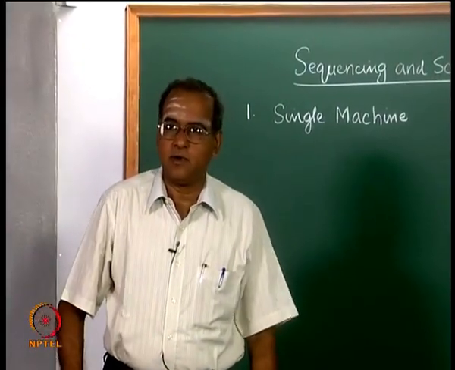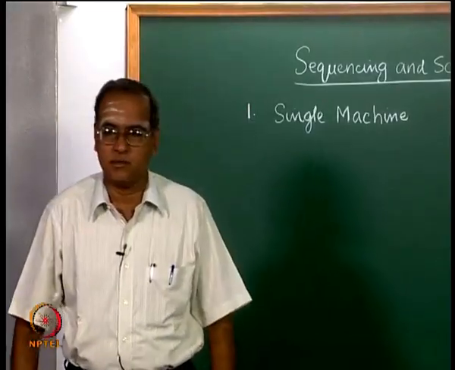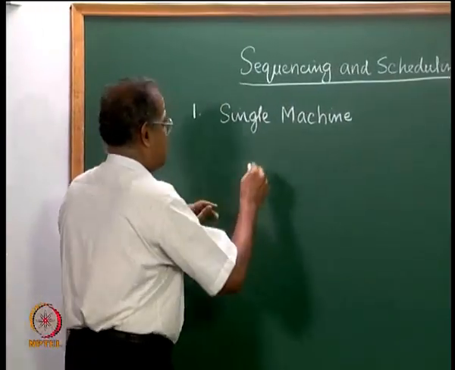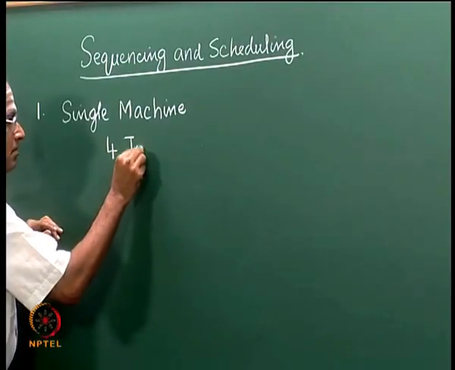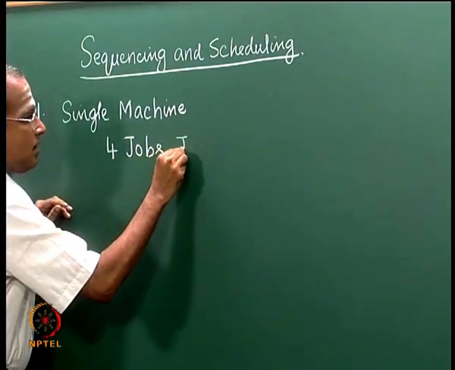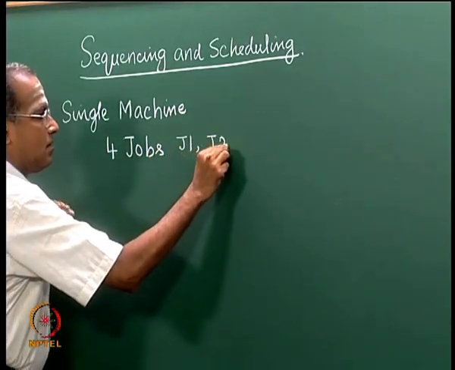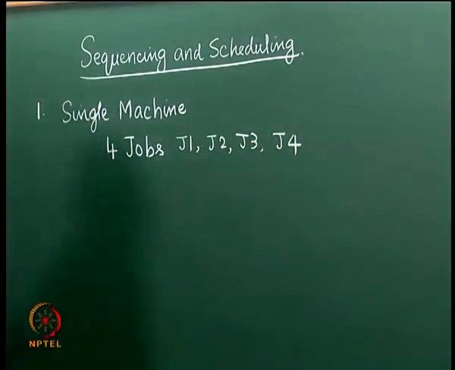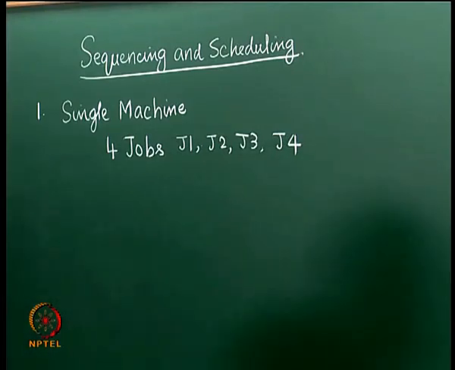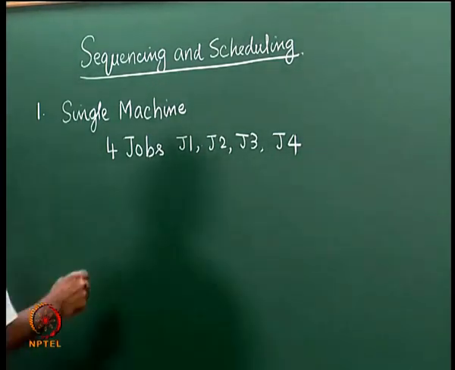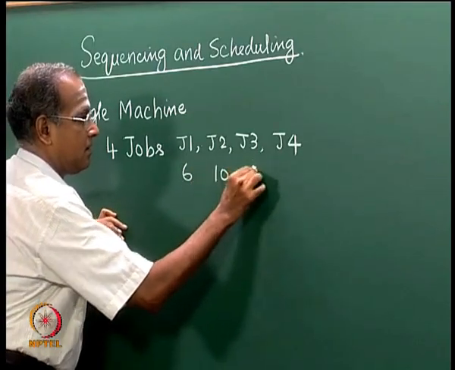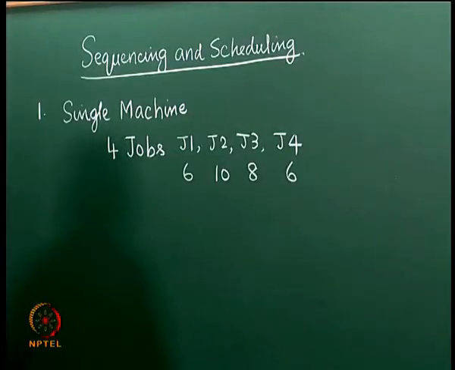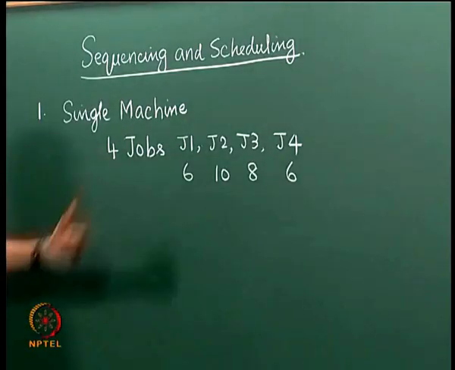We take a numerical example to explain a few ideas in single machine sequencing. So, we consider a situation with 4 jobs which we call J1, J2, J3 and J4. So, let the processing times be 6, 10, 8 and 6 units of time. These units of time can be minutes, can be hours and so on. It is customary to keep them as minutes.